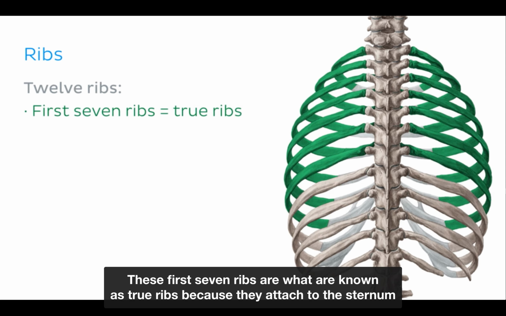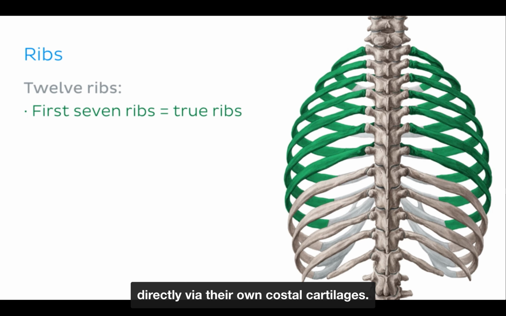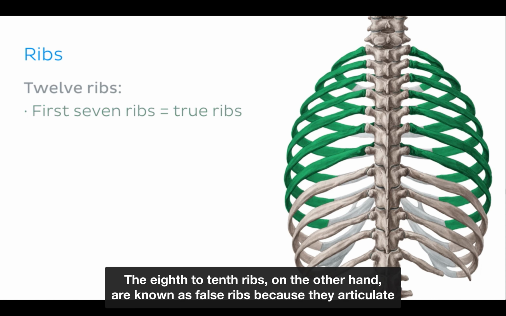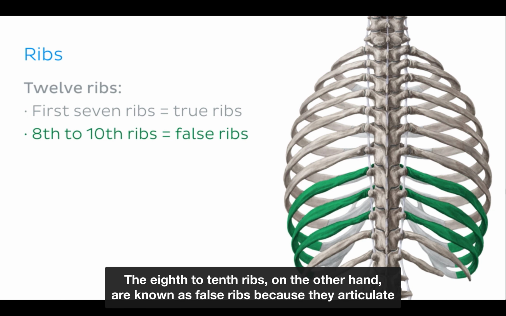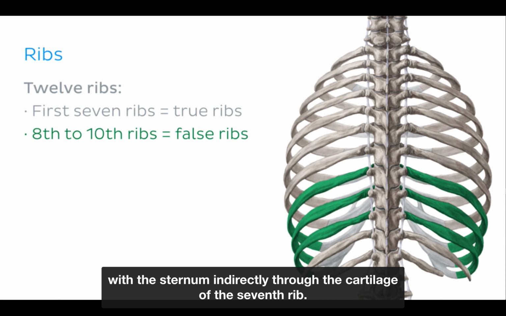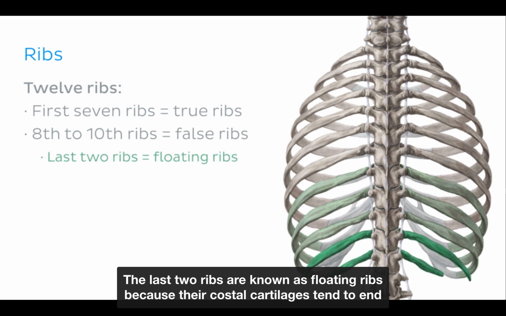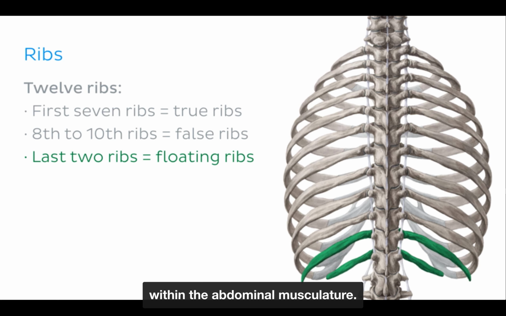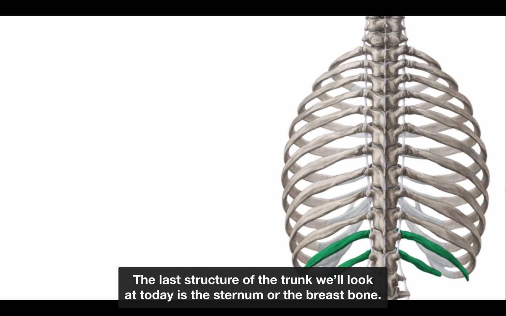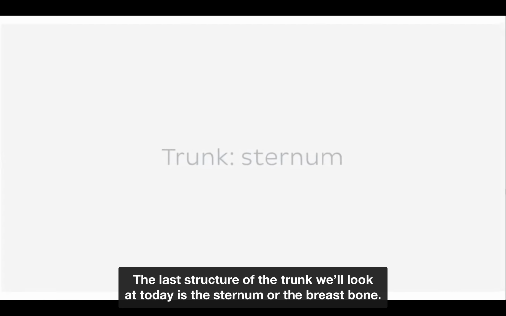These first 7 ribs are what are known as true ribs because they attach to the sternum directly via their own costal cartilages. The 8th to 10th ribs, on the other hand, are known as false ribs because they articulate with the sternum indirectly through the cartilage of the 7th rib. The last 2 ribs are known as floating ribs because their costal cartilages tend to end within the abdominal musculature. The last structure of the trunk we'll look at today is the sternum or the breastbone.